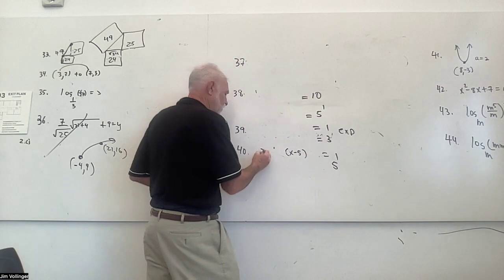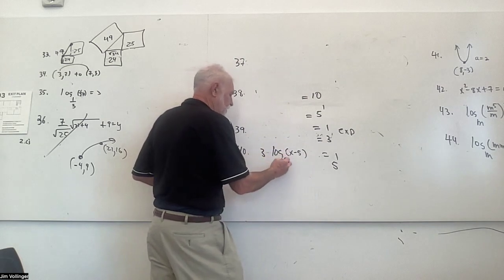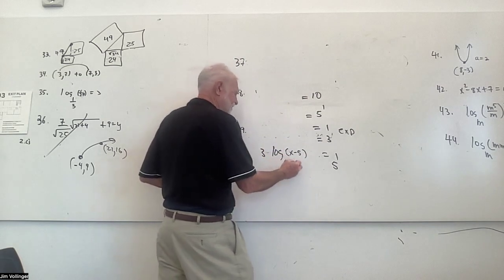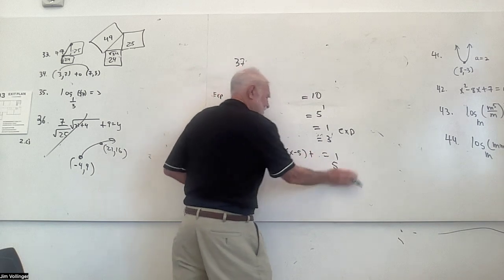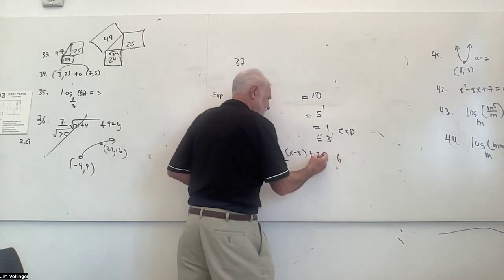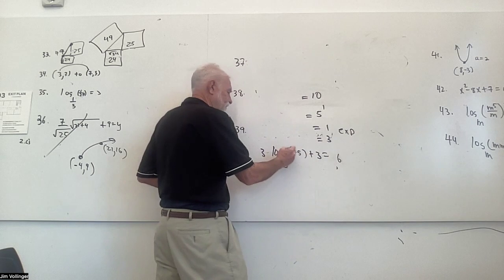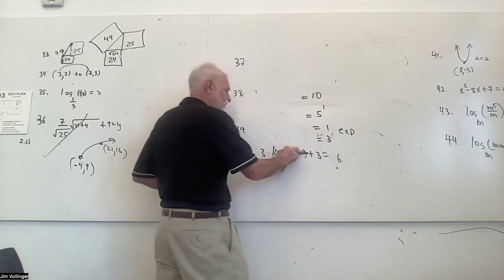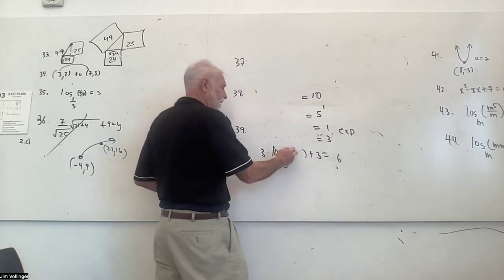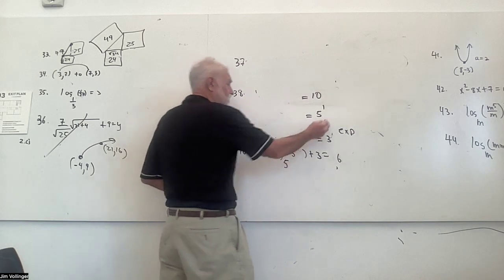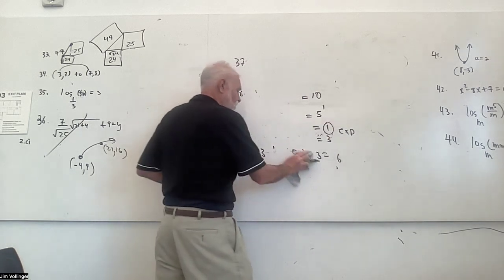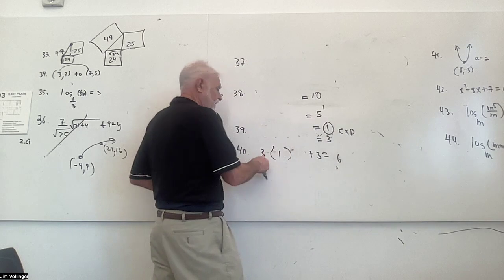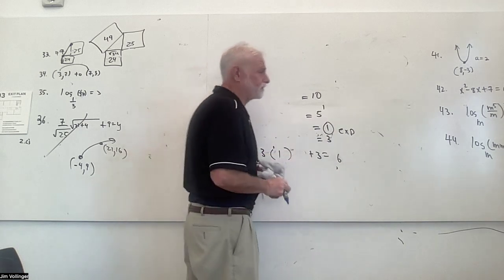Can I recreate what I had? I think I can. I think that was a 3. Put a 10 in. 10 minus 5 is 5. What's the exponent you put on top of a 5 to get a 5? That's what this discussion was about. It's a 1. 3 times 1, 3 plus 3, 6. Okay.